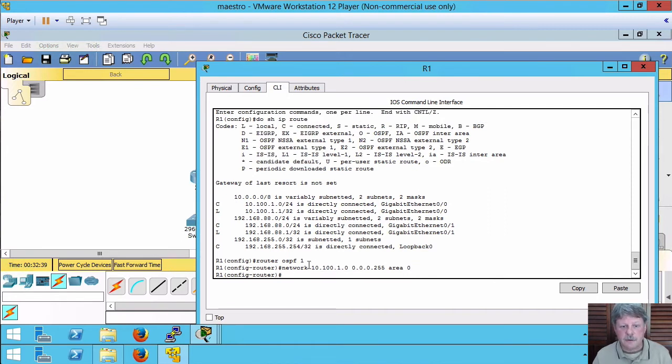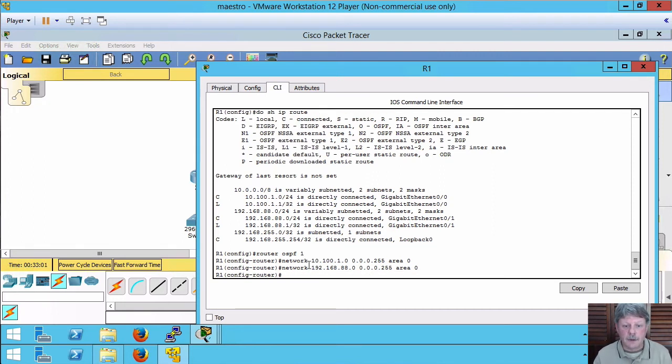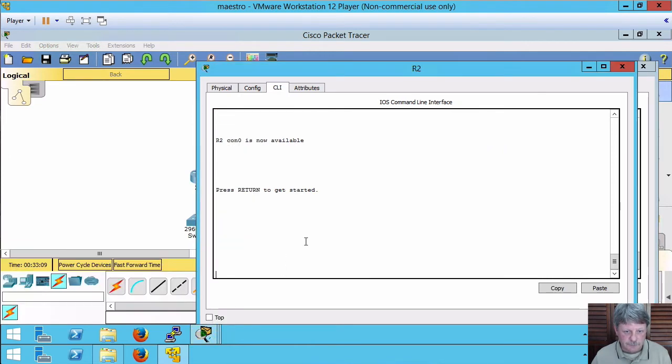And then I'll do my other network, which is the 192.168.88.0. That's also going to be area 0. This router is now advertising these networks out to other routers. Switch over onto router 2.